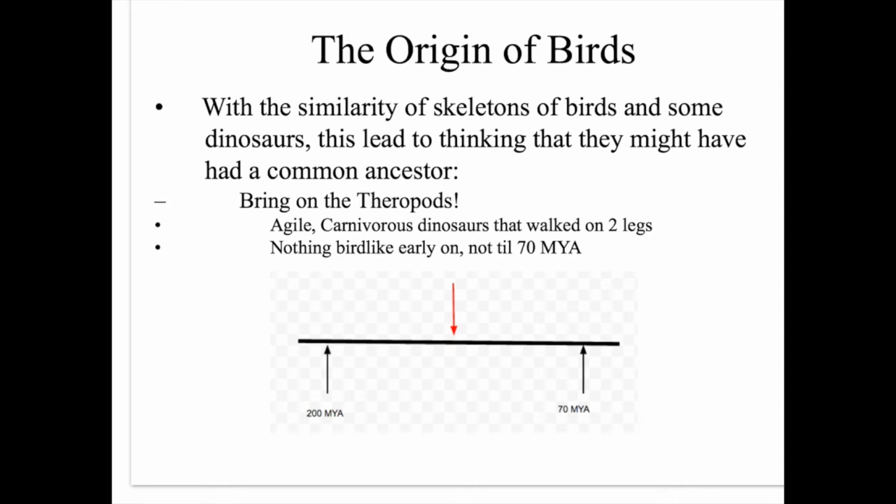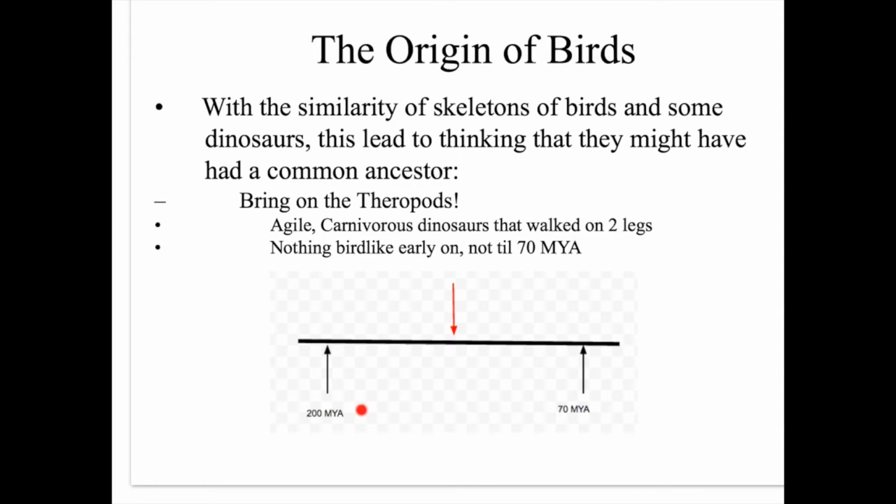Now, moving on to the evolution of birds, we can actually see a lot of similarity of skeletons of birds to the skeletons of some dinosaurs, which would actually show that they might have a common ancestor. So let's bring on the theropods. These were agile carnivorous dinosaurs that walked on two legs.